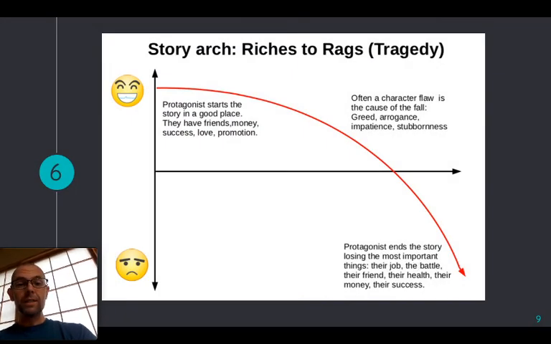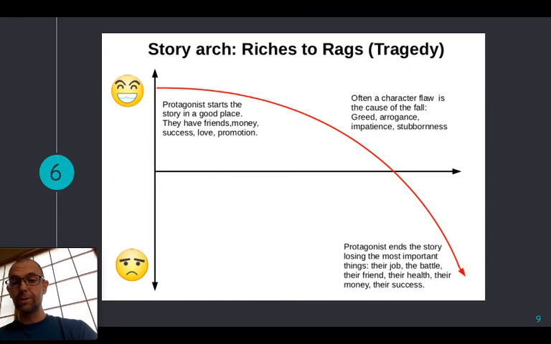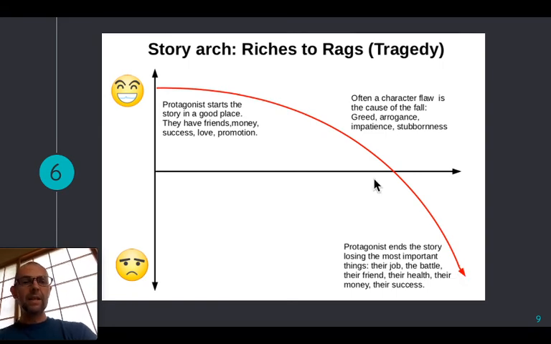And the last one is just the straight up tragedy. The protagonist starts in a good place. They have friends, money, success, love, promotion, all those things are going well. But it's usually because of a character flaw, such as greed or arrogance or impatience or stubbornness, they push things too far and they end up losing the most important things. Maybe it's their job, maybe it's their freedom, they might get locked up, their success. A lot of warning stories are like this.